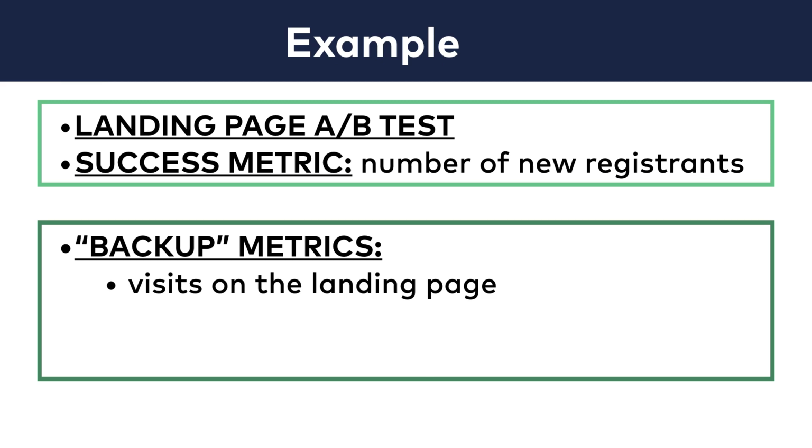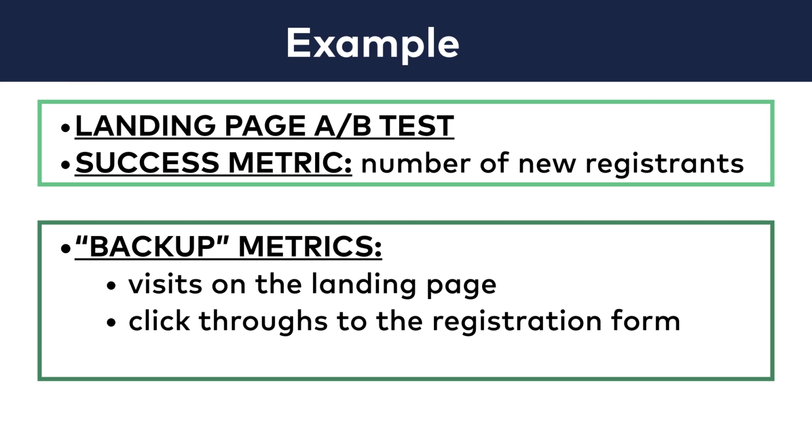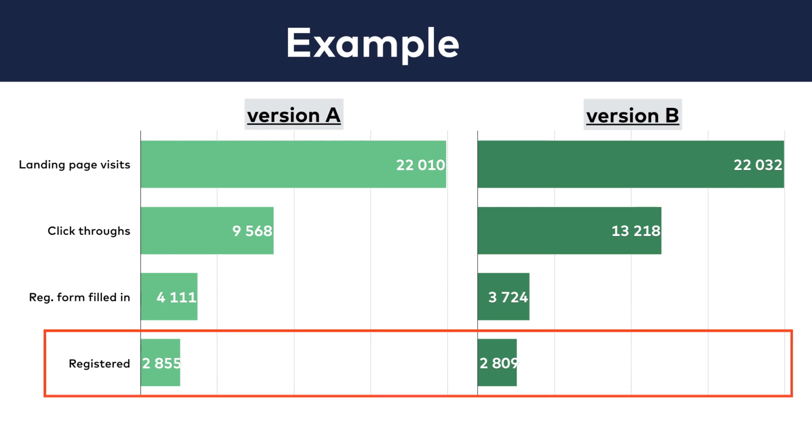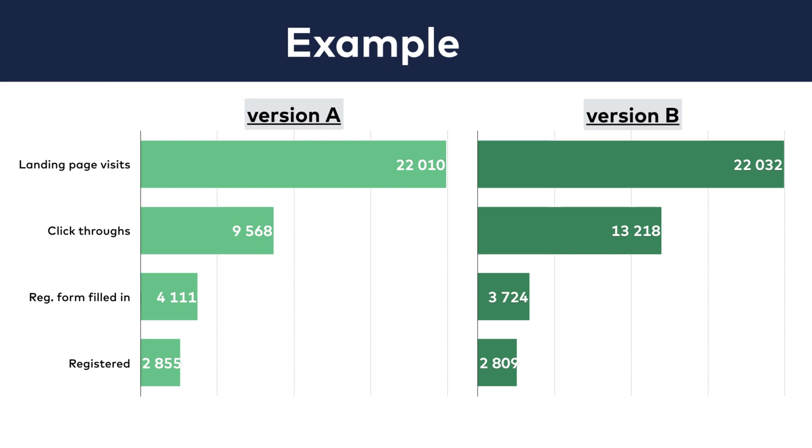They measured the number of visits on the landing page, the number of click-throughs to the registration form, the number of people who filled in the registration form, and the number of people who registered. These were the results. Could you evaluate this test for me, please? Yes, you are right. This is a neutral A/B test. The registration conversion rate is pretty much the same in both versions. This should have been the end of the story.